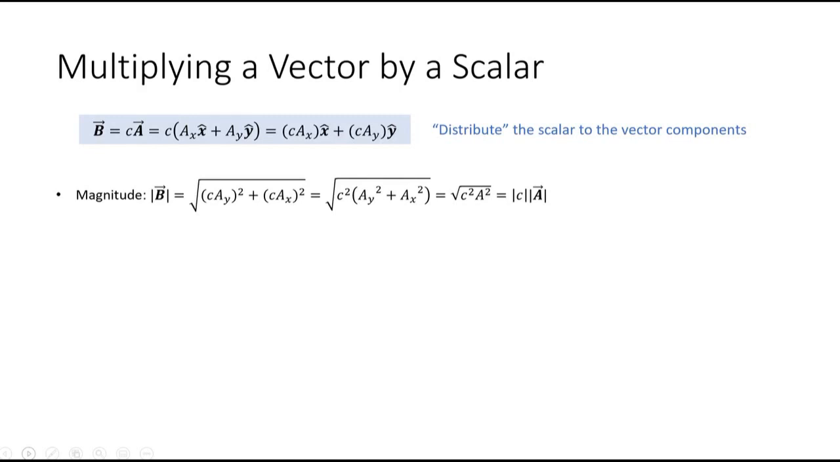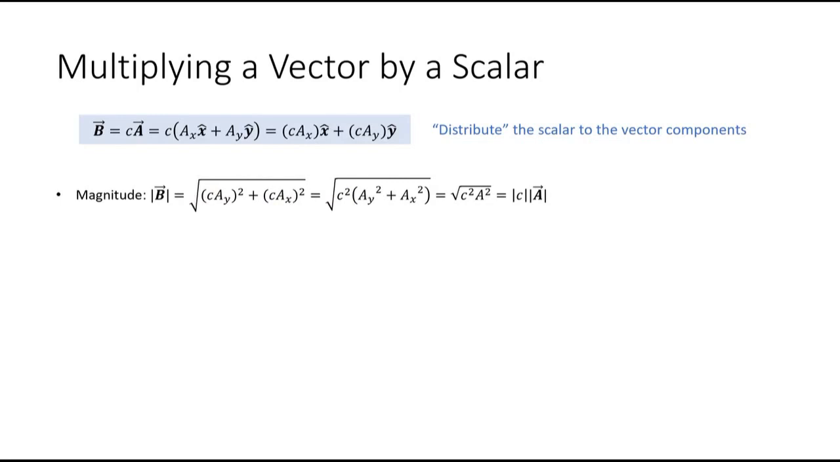out using our Pythagorean theorem. So remember, the magnitude of B is going to be equal to the square root of Bx squared plus By squared. Bx, remember, is C times Ax, and then By is going to be C times Ay. So we can just plug those into our Pythagorean theorem. Then we see that we're going to end up distributing that squared to each of those terms, right? And so we'll end up with a C squared in both terms in the sum, and so we can pull it outside of our sum.